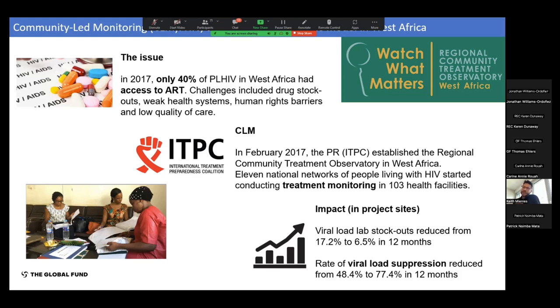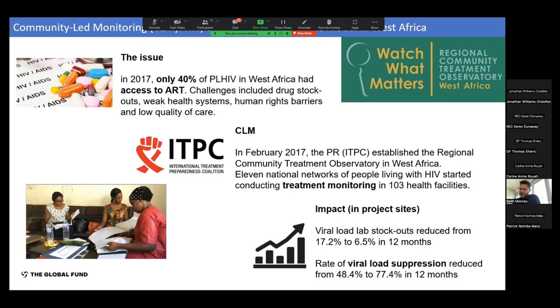ITPC intervened and introduced a regional treatment observatory. This was in February 2017. The observatory engaged 11 national networks of people living with HIV and started to conduct treatment monitoring, speaking specifically to people living with HIV on treatment about their experiences, while at the same time understanding within the facility how treatment is managed. This covered 103 health facilities.